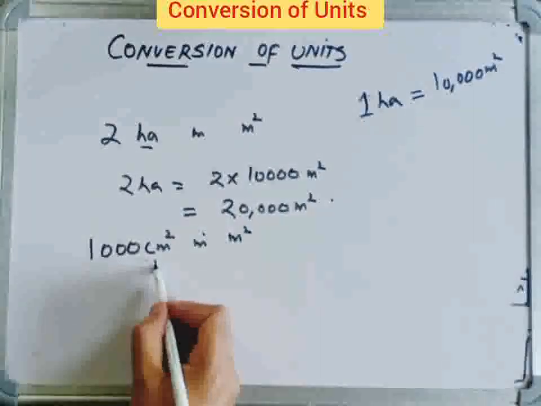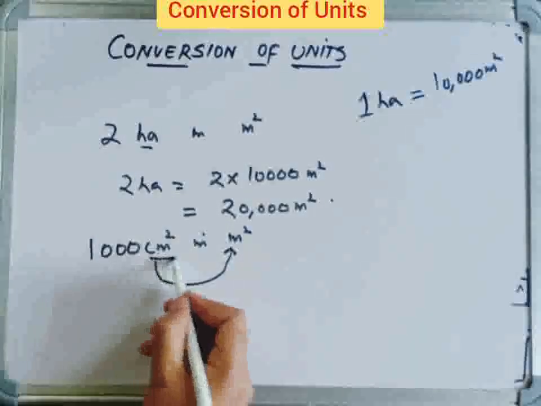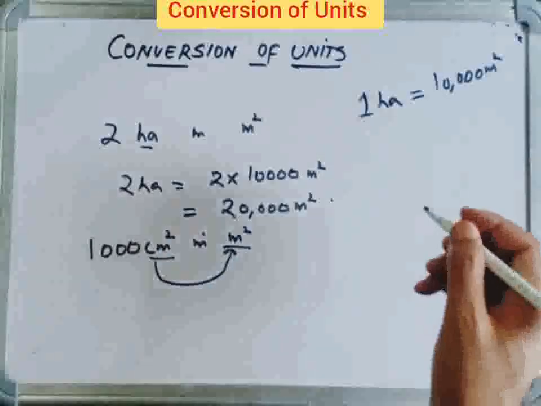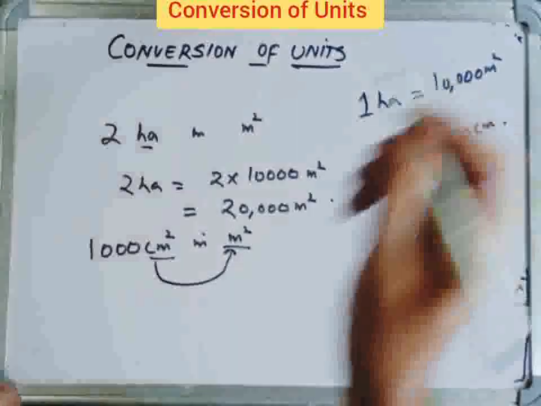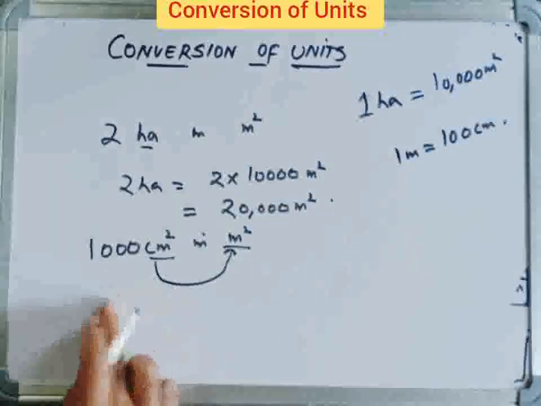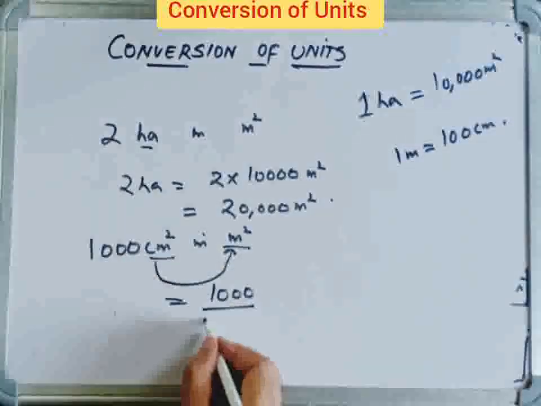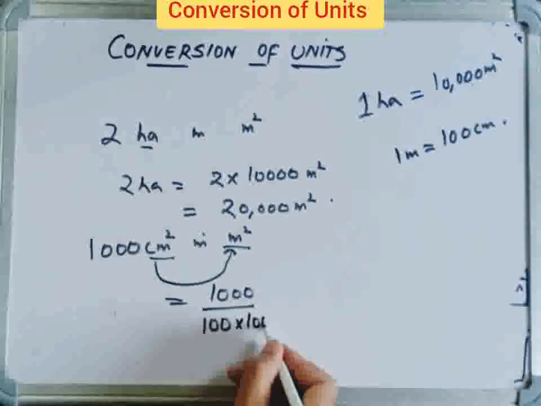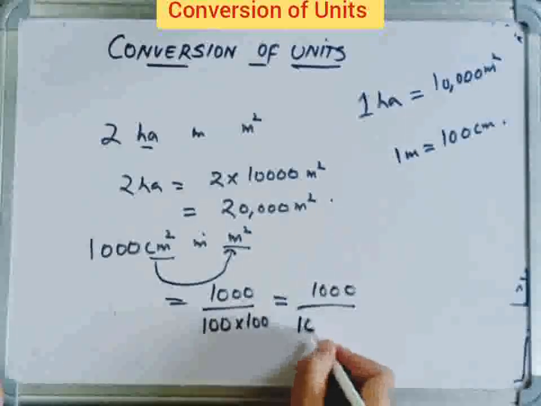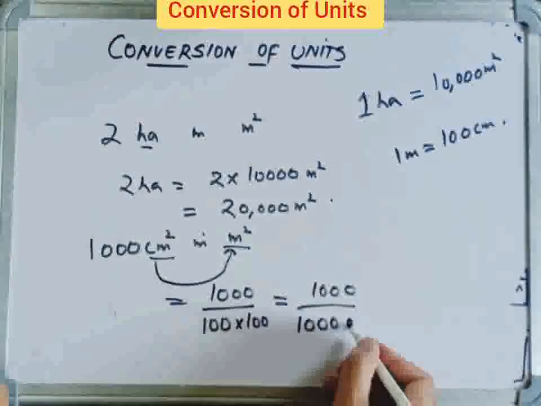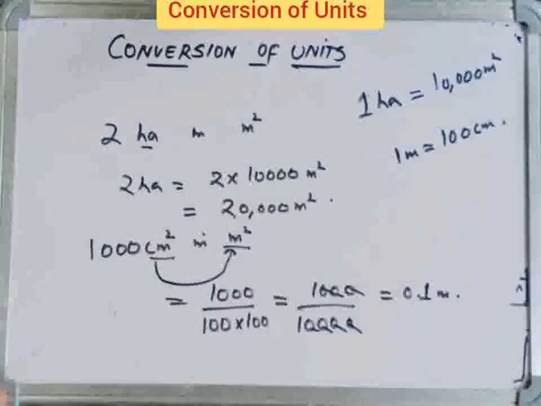Now let's take this example. Here you are converting smaller unit of area into larger. So here in this case you have to divide. First you have to find the relationship between centimeter and meter. So 1 meter is equal to 100 centimeters, right? Then we have to divide. So this will be equal to 1000 divided by 100 into 100, which is 1000 divided by 10000, that means 0.1 meter squares.